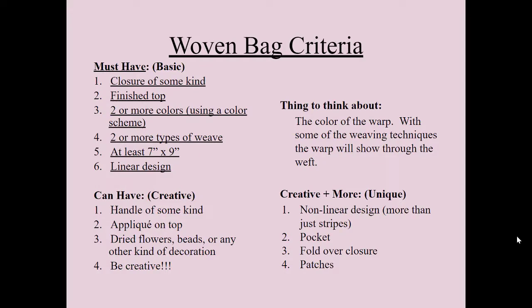So right now what we're looking at really quickly is the woven bag criteria. You'll look at this again when you look at our weaving slides. So just to have a basic level of grade for this project, you have to have a closure of some kind, which I'll explain in a second, a finished top, 2 or more colors. So you got sent home with 2 colors, but maybe you had some yarn at home, or maybe you went and got some, that's fine as well. 2 or more types of weave. The bag has to be at least 7 inches by 9 inches, and it has to have a linear design.